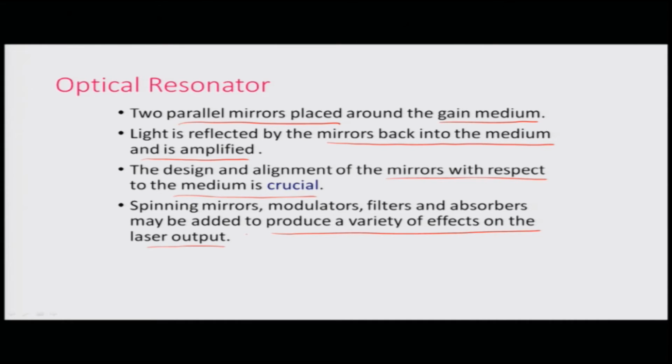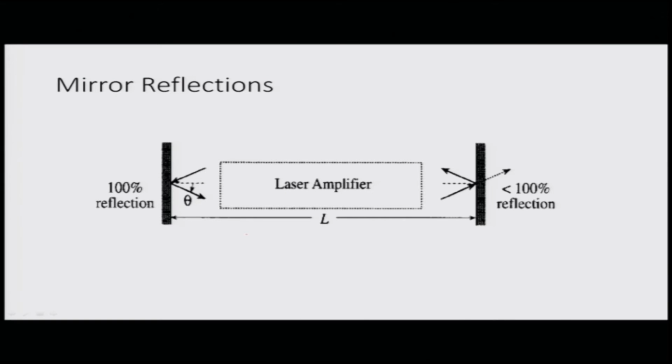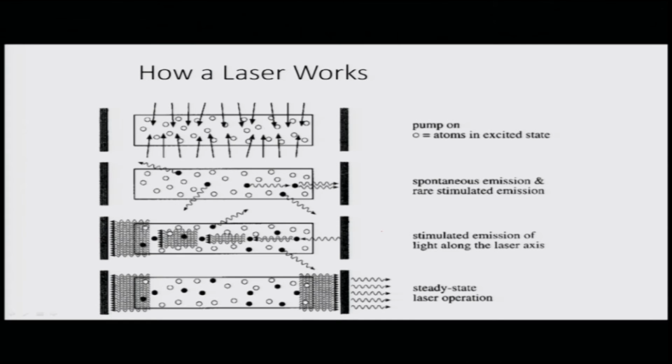These are issues which can be looked into in more detail later, but roughly speaking this is the concept we are talking about: there is a 100% reflector on one end, just less than 100% on the other end, and there is a length within which the whole system has been built. So, crudely speaking, this is how a laser works.